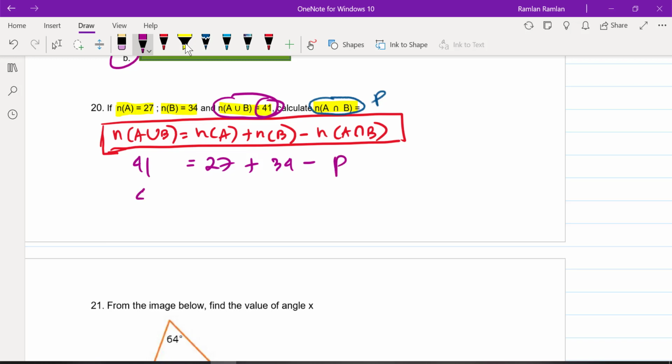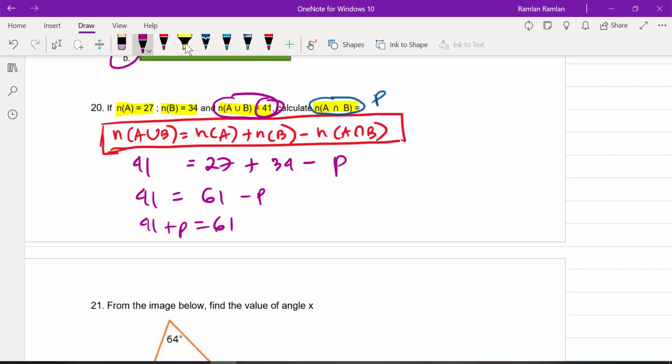Okay, so that will be 41 equals 27 plus 34, which is 61, minus P, right? Remember, using algebra, I'm going to add P to both sides. So that will be 41 plus P equals 61.